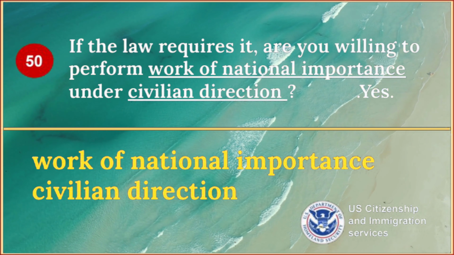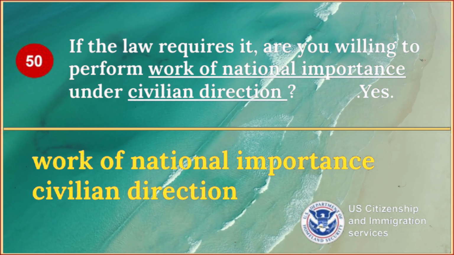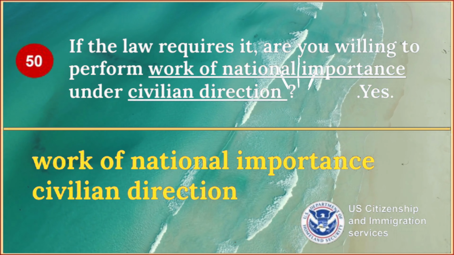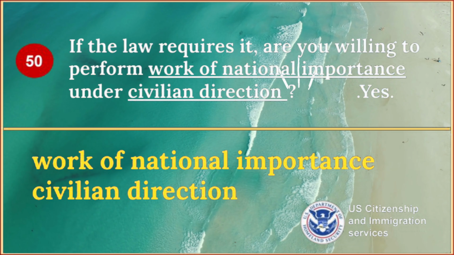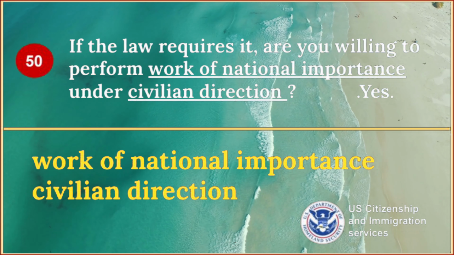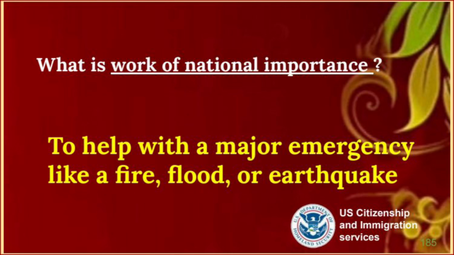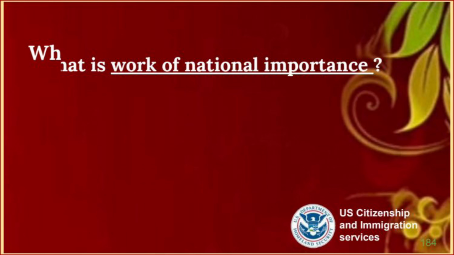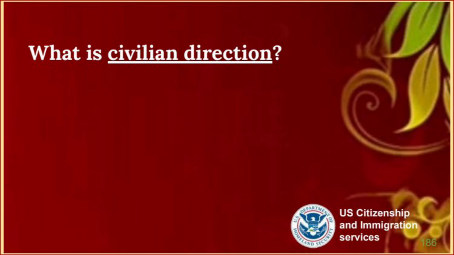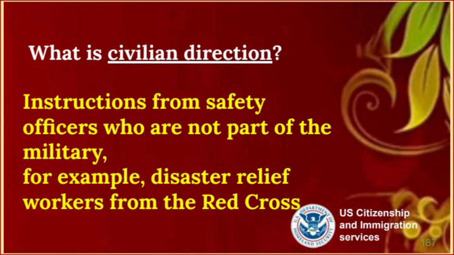Work of national importance. Civilian direction. What is work of national importance? To help with a major emergency, like a fire, flood, or earthquake. What is civilian direction? Instructions from safety officers who are not part of the military. For example, disaster relief workers from the Red Cross.